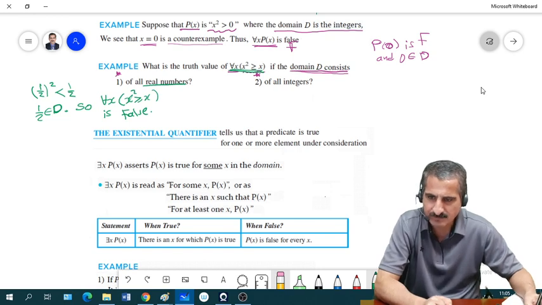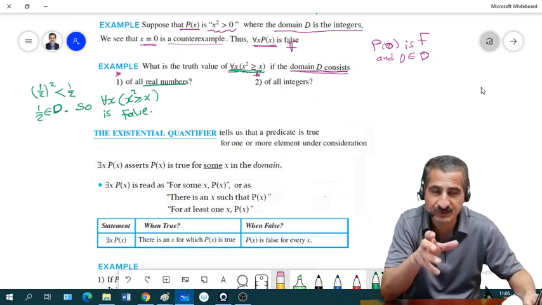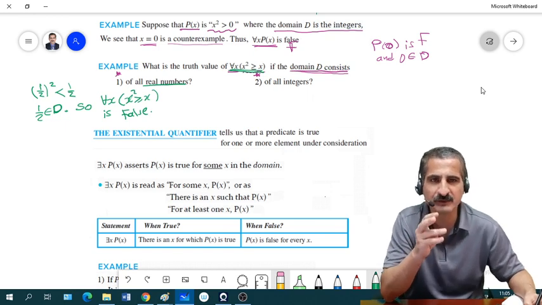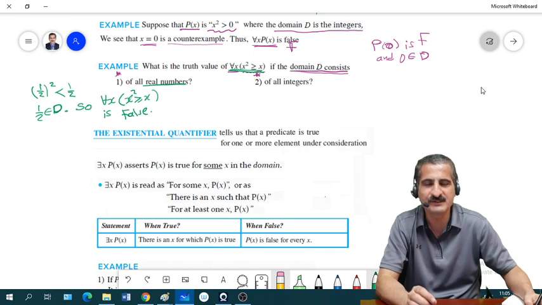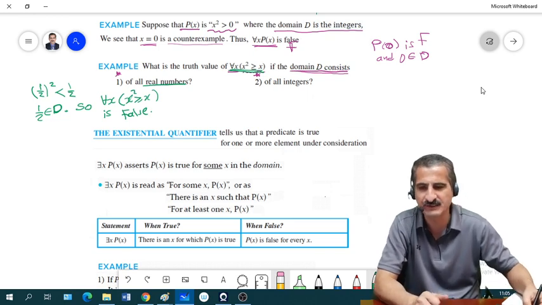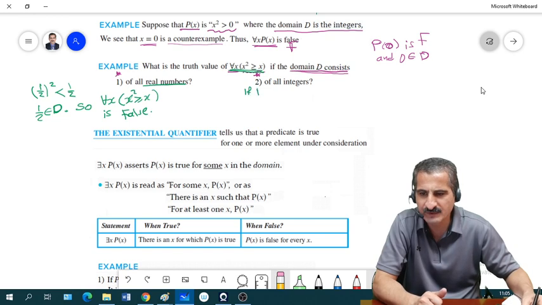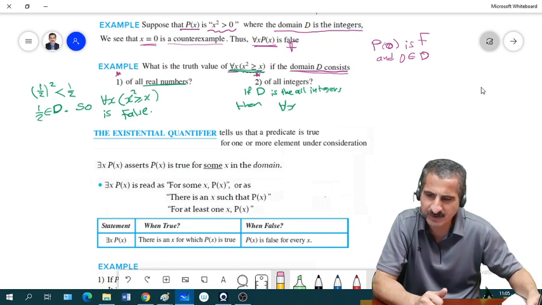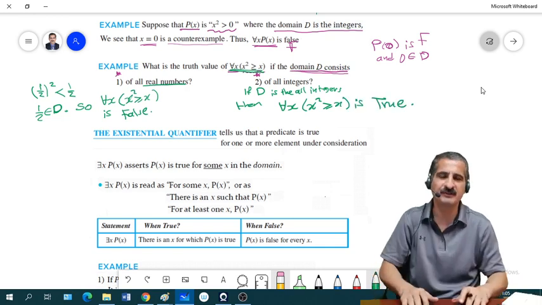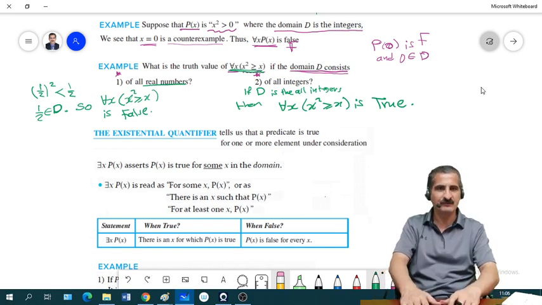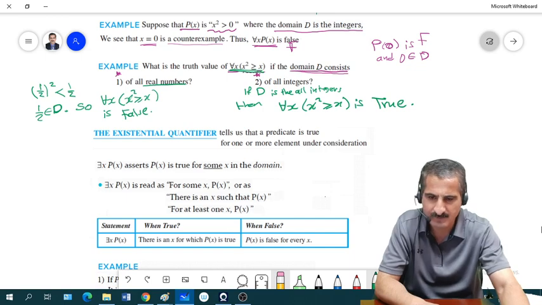But it is apparent that if x is an integer, 0, 1, 2, 3, 4, -1, -2, -3, and so on, then its square is greater than or equal to the integer itself. So if D is all integers, then this predicate with the quantifier for every x, x squared greater than or equal to x is true. So the same quantifier might be true or false according to the given domain, and this is important.